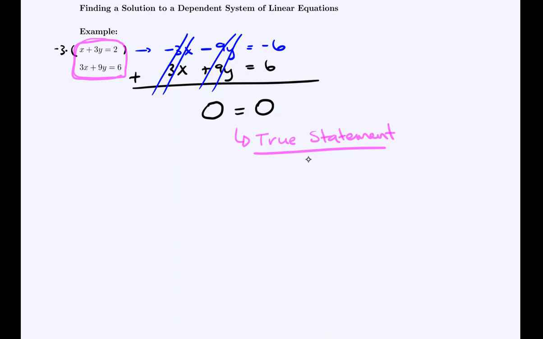And the way you can know that is as you go about the process of solving it, you get down to just an inherently true statement that doesn't depend on what the values of x and y are. It's just true for any x and y pair on that graph. So we would say there are infinitely many solutions to this equation.